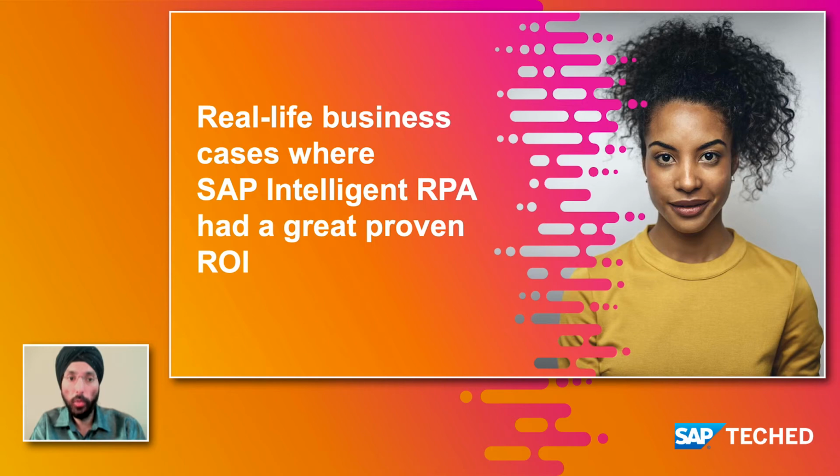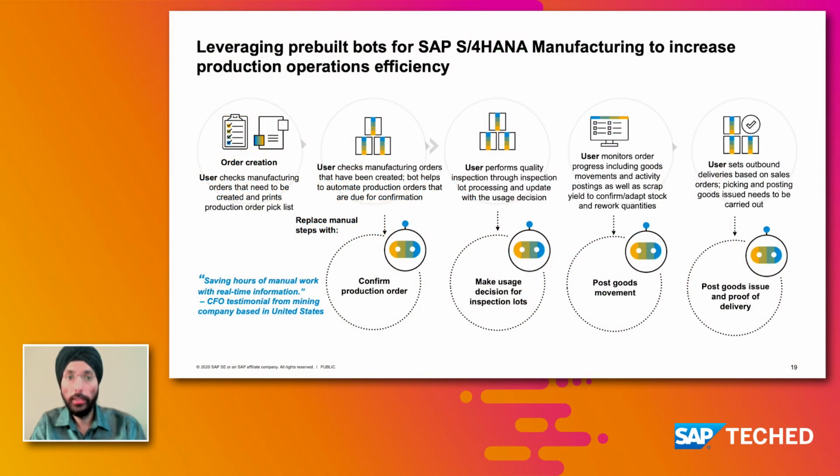We will now go into real-life business use cases where SAP Intelligent RPA has proven a great ROI. Leveraging pre-built bots for SAP S/4HANA manufacturing to increase production operations efficiency is one of the areas where many customers are using automation to help bring efficiency into their manufacturing processes.